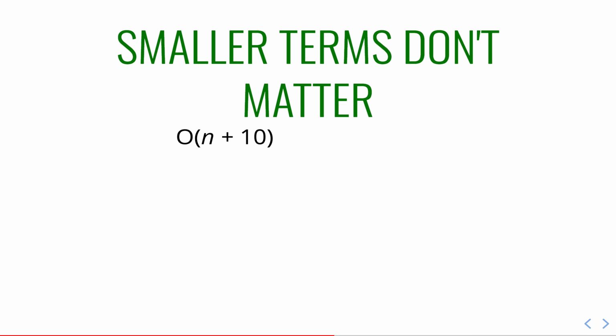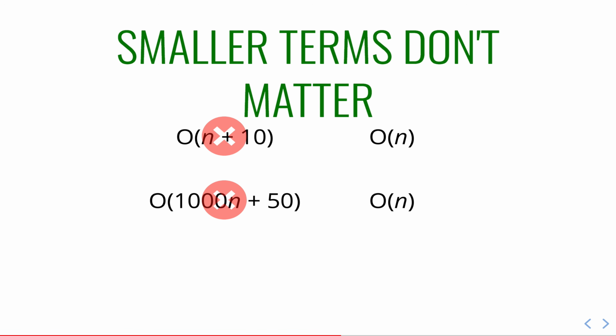O of n plus 10, that's just O of n. O of 1000n plus 50, just O of n. O of n squared plus 5n plus 8, getting tricky here. It's only O of n squared. Smaller terms don't matter, and 5n is way smaller than n squared.